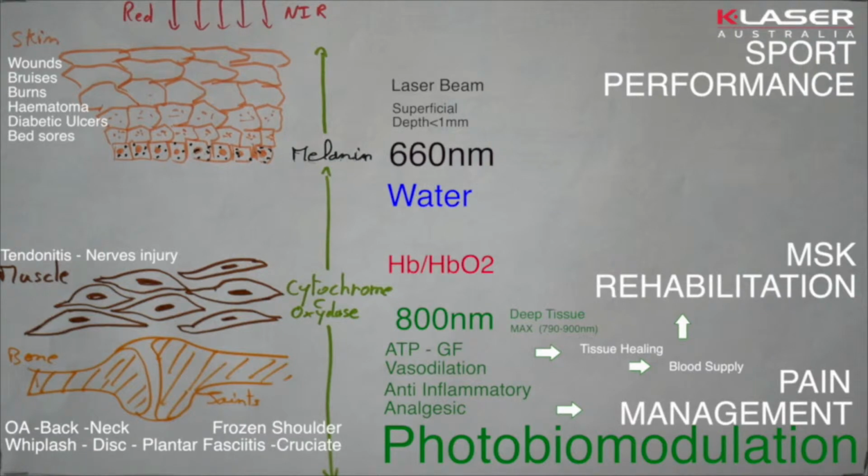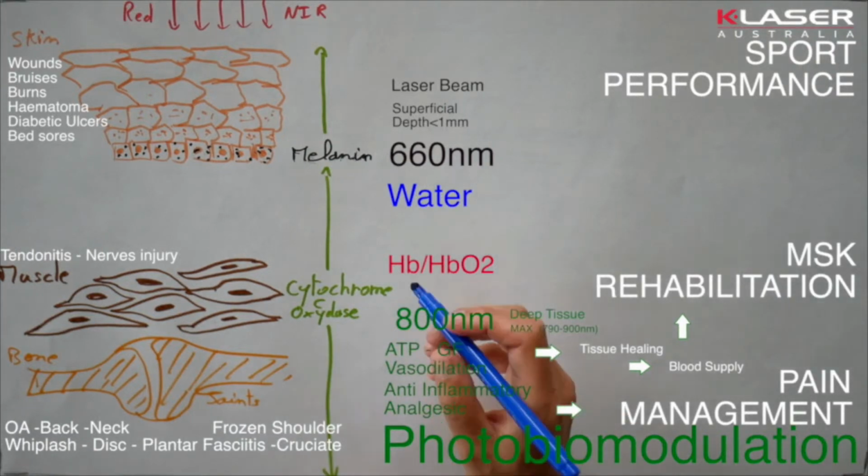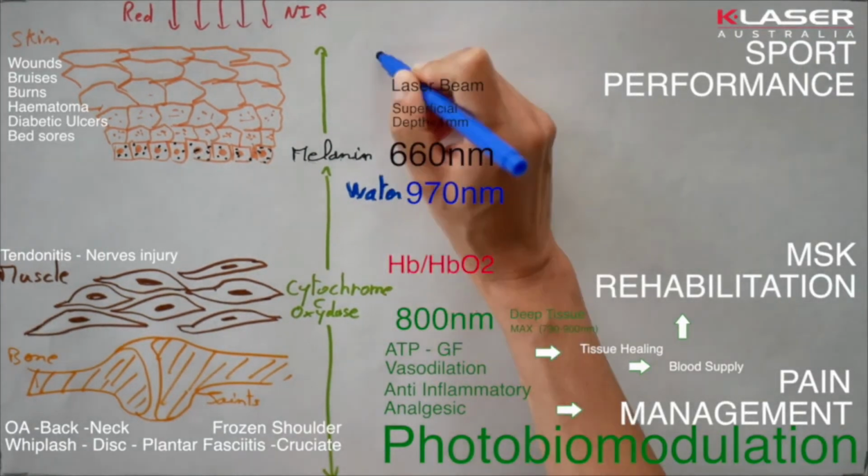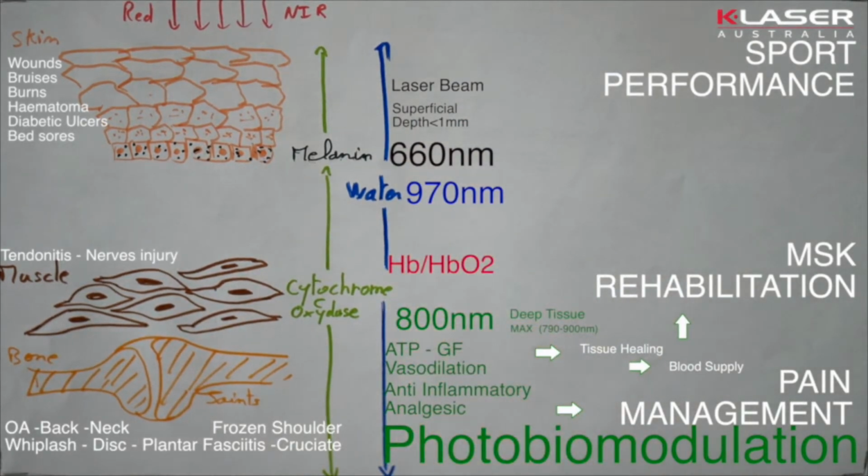The 970 nanometers wavelength mainly targets water and some melanin and hemoglobin also. This wavelength is too far from the interval of the maximum absorption of cytochrome C oxidase to trigger any effect from it. However, the absorption by water brings micro-local gradient of temperature and micro-vasodilation that increases blood supply and drainage of metabolic waste, such as lactic acid.